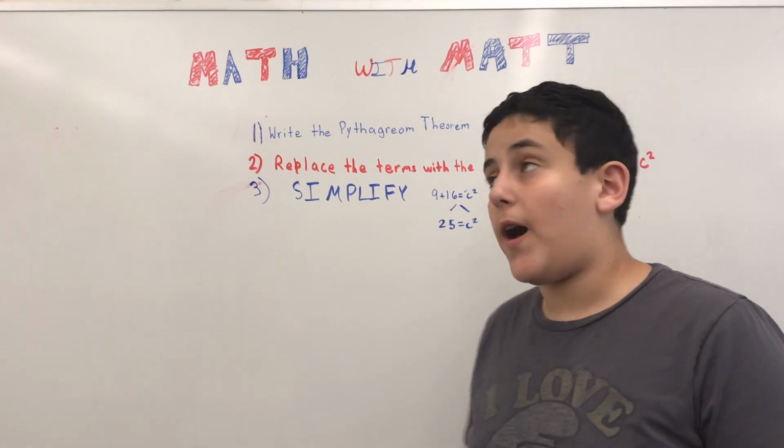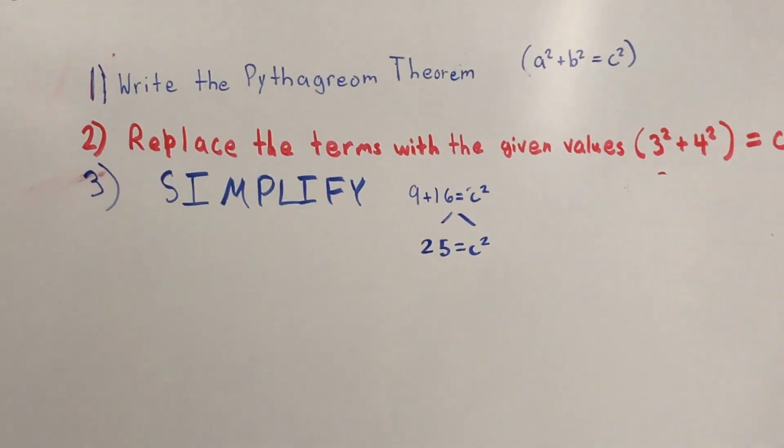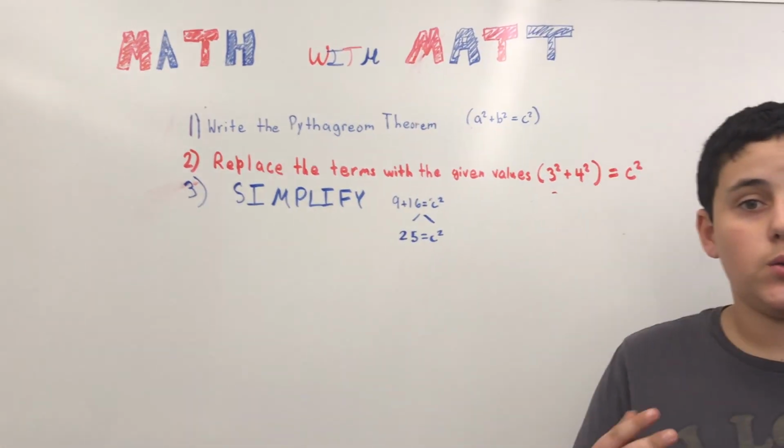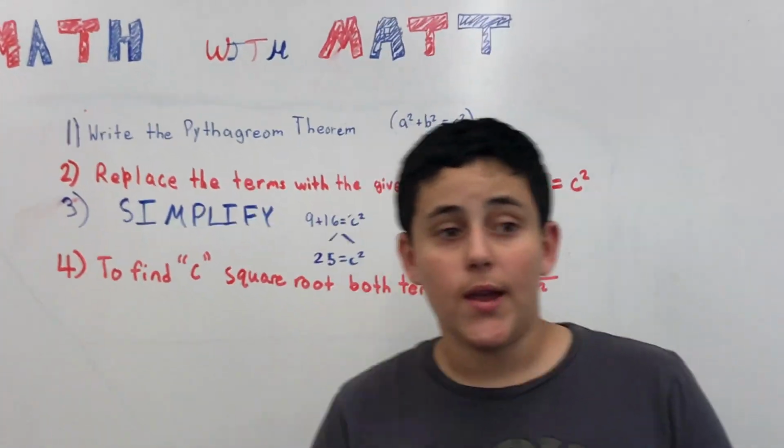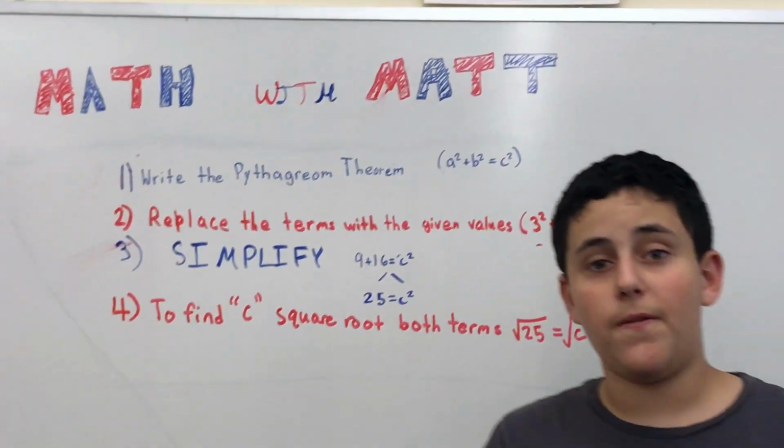Now, we have to find c instead of c squared. So, what we do is we find the square root of both the numbers. The last step is to simplify and find the final answer.